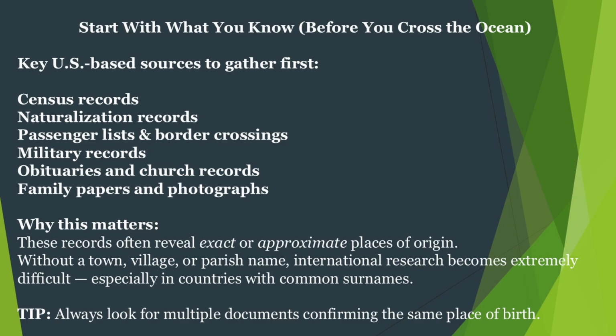First, start with what you know before you cross the ocean. Before you jump into international records, make sure you've gathered everything available in the country your ancestor immigrated to. Key U.S.-based sources to gather first: census records, naturalization records, passenger lists and border crossings, military records, obituaries and church records, and family papers and photographs.